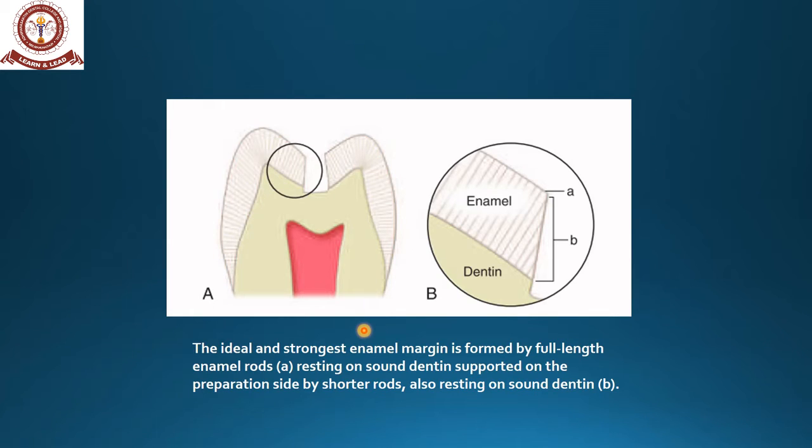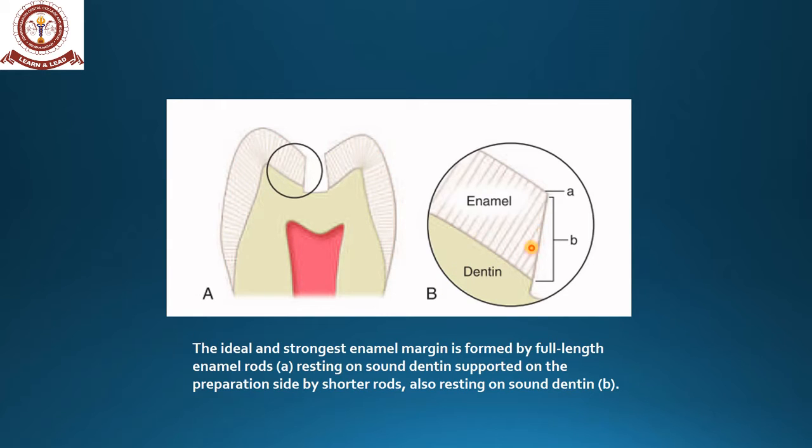As I already mentioned, the cavity that gives the highest strength is the one with the ideal and strongest enamel margin. But which enamel margin? Whenever there are full length enamel rods, like here in A, full length enamel rods are present, supported by dentin, then it gives the full strength.